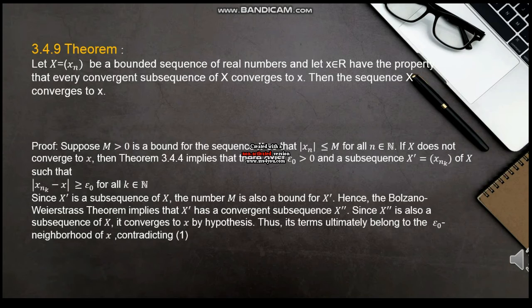Since X double prime is also a subsequence of big X, it converges to small x by hypothesis. Thus, its terms ultimately belong to the epsilon zero neighborhood of small x, contradicting with 1.